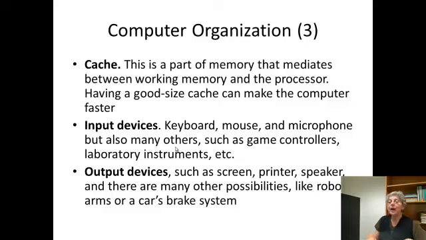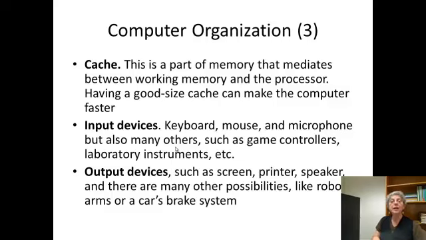Okay, there's sometimes a special kind of memory that mediates between the processor and the working memory, and that's called the cache. And this is special, very fast memory. By having this, the computer can actually stage the data into the cache, and so make it even quicker for the processor to get that data when it needs it.